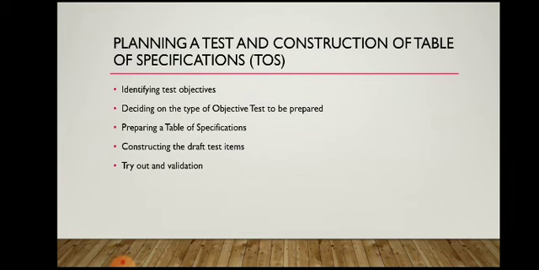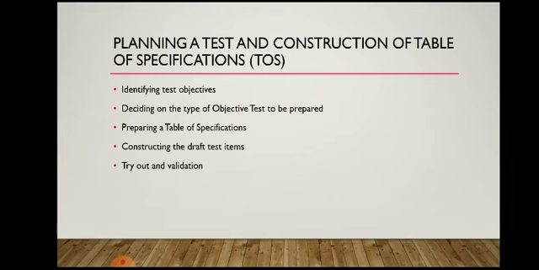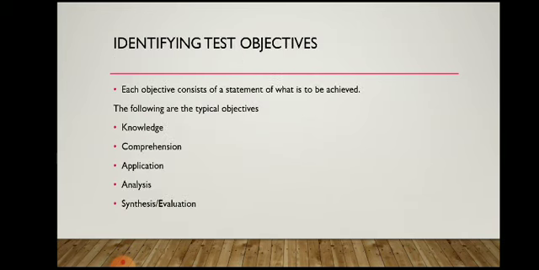Next is planning a test and construction of table of specifications, or what we call the TOS. First is we need to identify the test objectives. Next is deciding on the type of objective test to be prepared. Is it true or false, multiple choice, or matching items? Next is preparing a table of specifications. Next is constructing the draft test items, and next is tryout and validation.